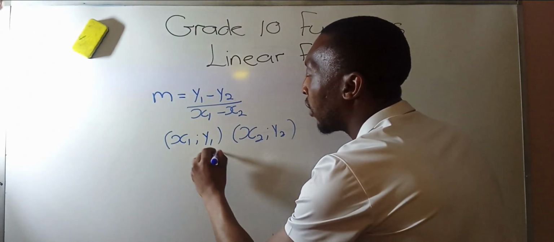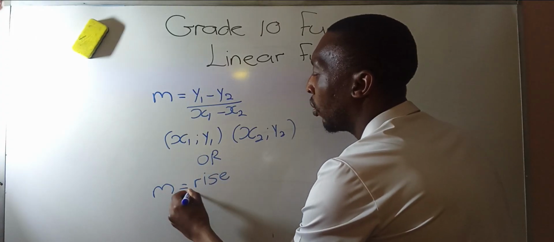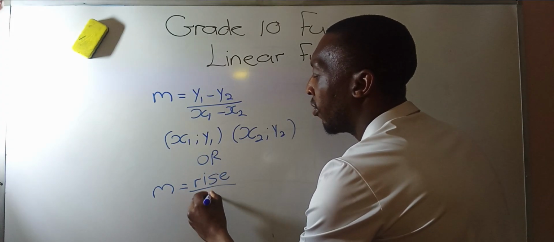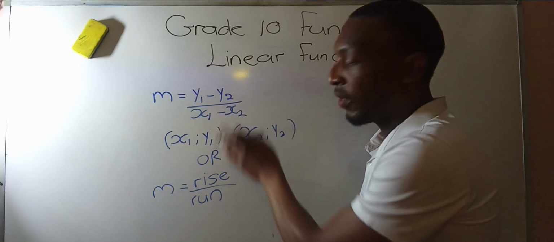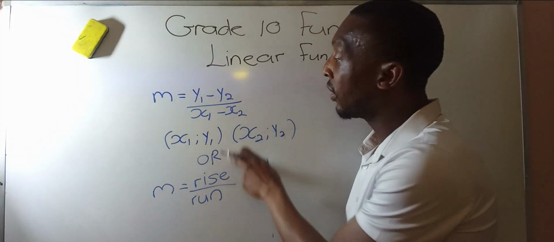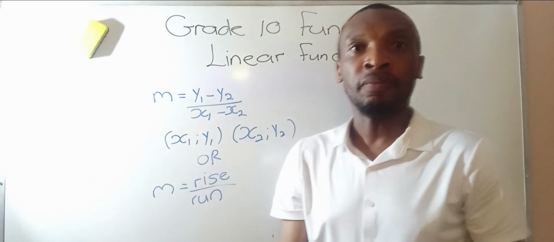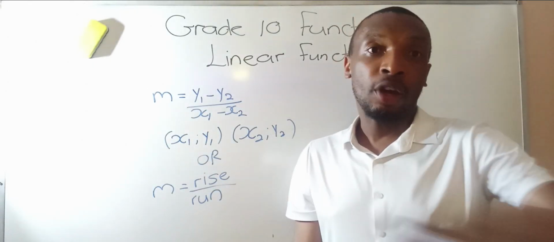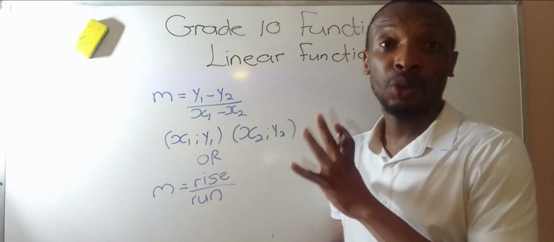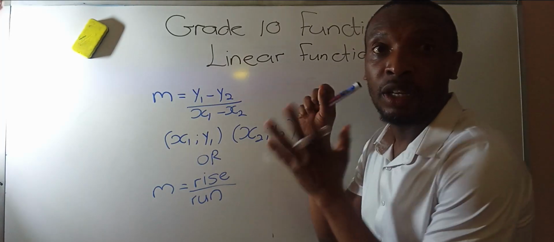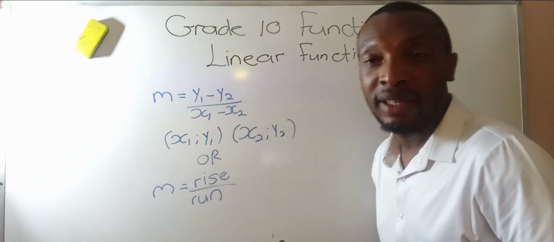Another way of working out the gradient is what we call the rise over the run, which is essentially the same as that. Rise is the difference in the y values. Remember, y indicates the vertical movement. And the run would be the horizontal movement, which is the change in the x's. We'll do an example now using both methods so you can understand better. So let's do an example of how to work out the gradient of a line.